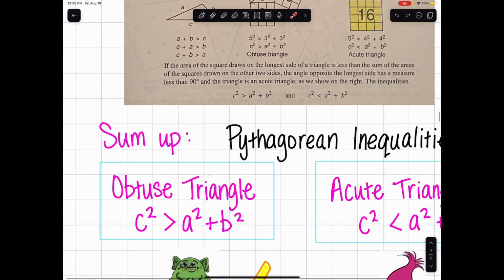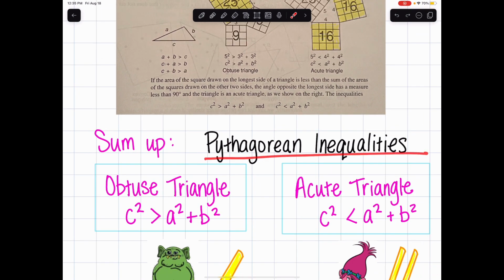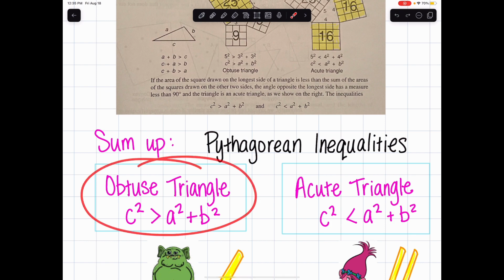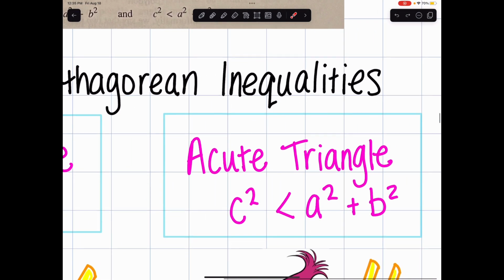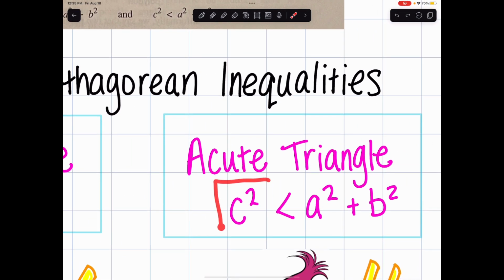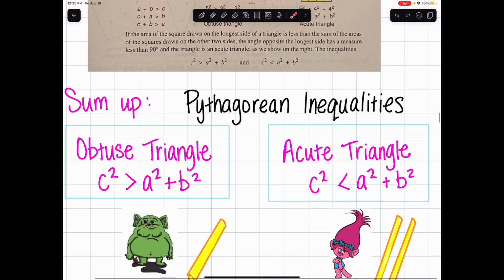So let's sum up. These are called Pythagorean inequalities. Let's sum up what we know with these Pythagorean inequalities. If it's an obtuse triangle, then the one big square is going to be greater than the two little squares. If it's an acute triangle, then the one big square is going to be less than, this time less than, the two little squares, and you're better off choosing the two little squares because that's going to be bigger.